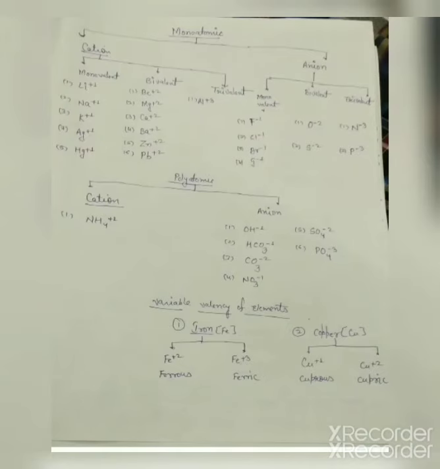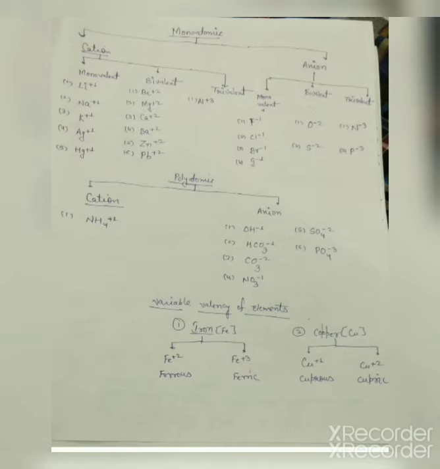Now, this flowchart will help you a lot in forming chemical formulas. So let's start with the flowchart. Monoatomic ions are classified into two types, cation and anion. Cation is further classified into three parts: monovalent, bivalent and trivalent. Monovalent means whose valency is 1.